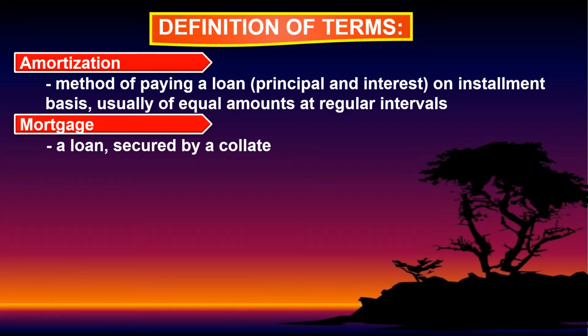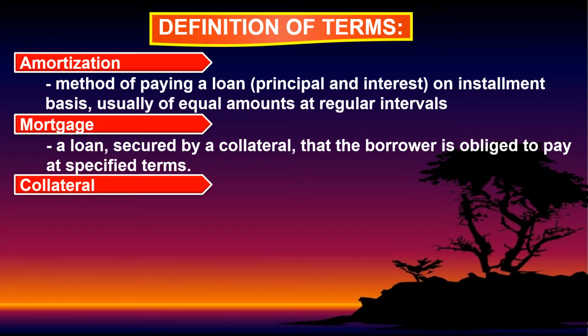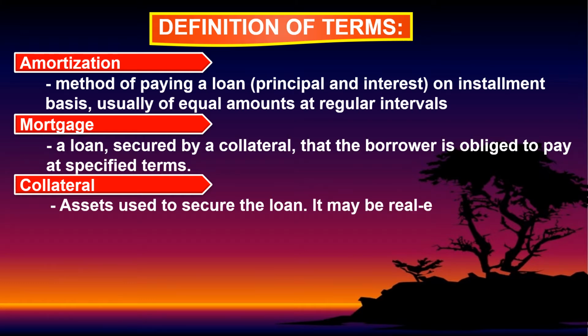Next, we also have the term mortgage. Mortgage is a business loan or consumer loan that is secured by a collateral and that the borrower is obliged to pay at specified terms. When we say collateral, it is an asset that can secure a loan. If the borrower cannot pay the loan, the lender has the right to the collateral. The most common collaterals are real estate property.